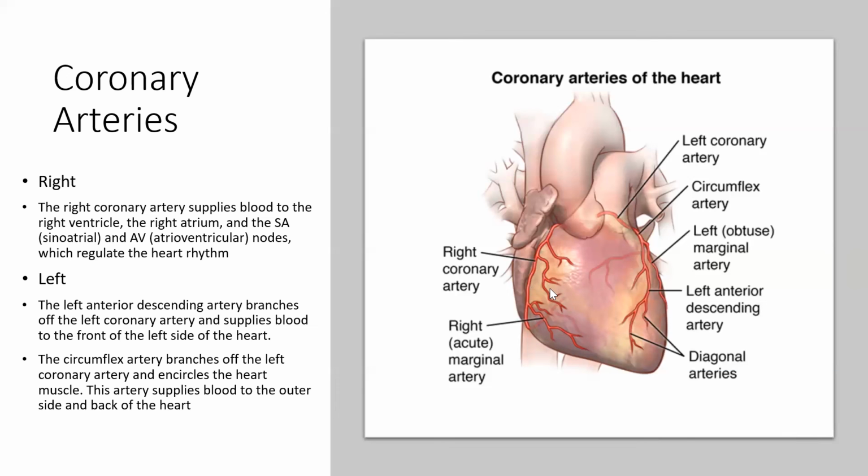So again, understanding where the right coronary artery and the left coronary artery supply which area of the heart with blood will give you a better understanding to know if someone has an MI and where it is, which part of the heart would be affected.